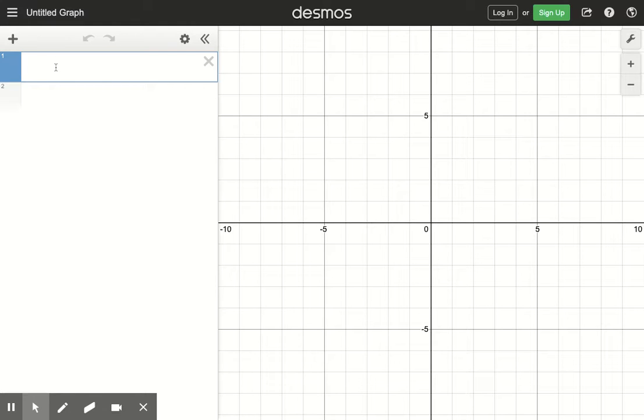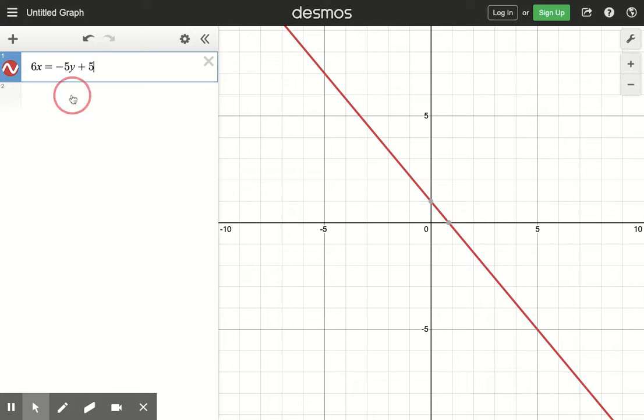Okay, so you had a question about 161, number 5 and number 8. If you use the Desmos calculator, we have 6x equals negative 5y plus 5. Basically, I wanted you to see that you don't have to solve this for y in order to figure out your slope and the y-intercept.